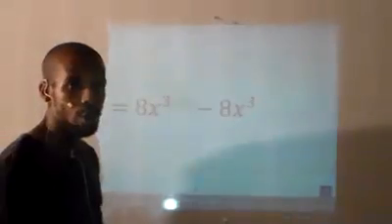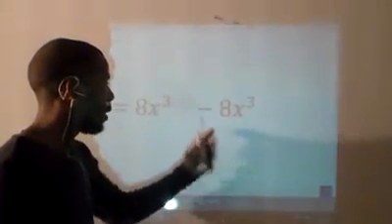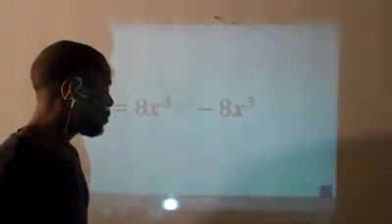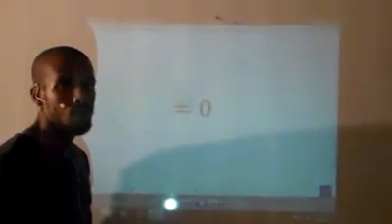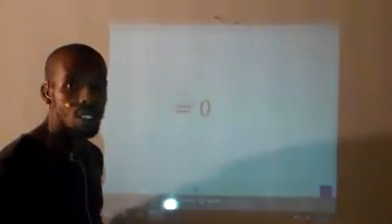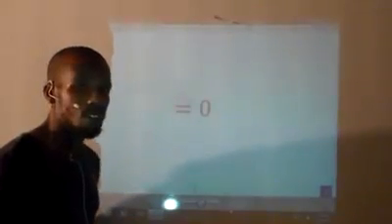Now we already see what's going on there. This is the same as that one, and there's a minus sign in the middle, so it becomes 0. So this is basically how we go about simplifying fractions.